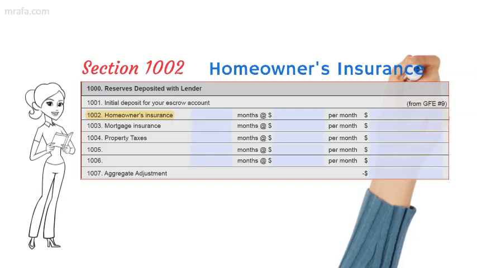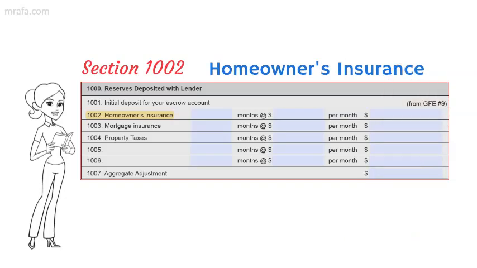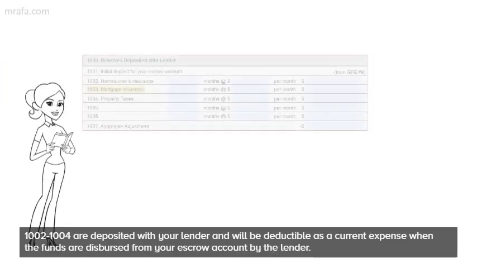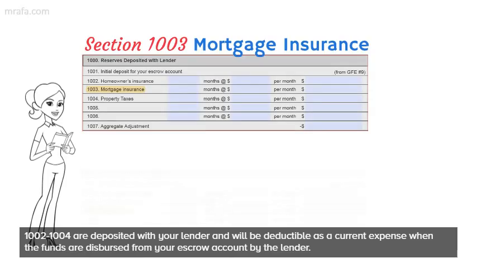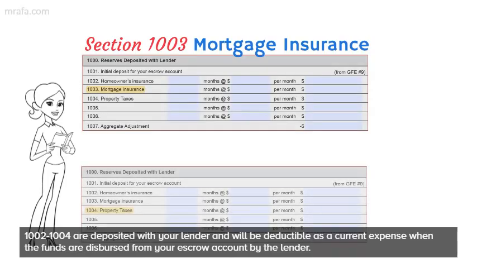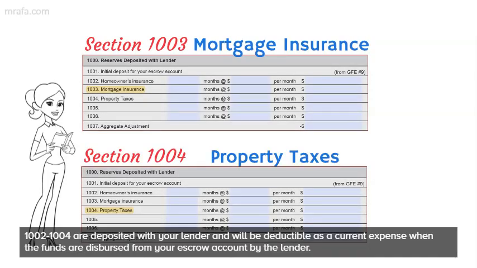Section 1002 is the homeowner's insurance. That means that you included it in the deposits with the lender, and the mortgage insurance and the property taxes. It is just basically detailing what are the things that you paid to the lender to take care of these insurances and property taxes.